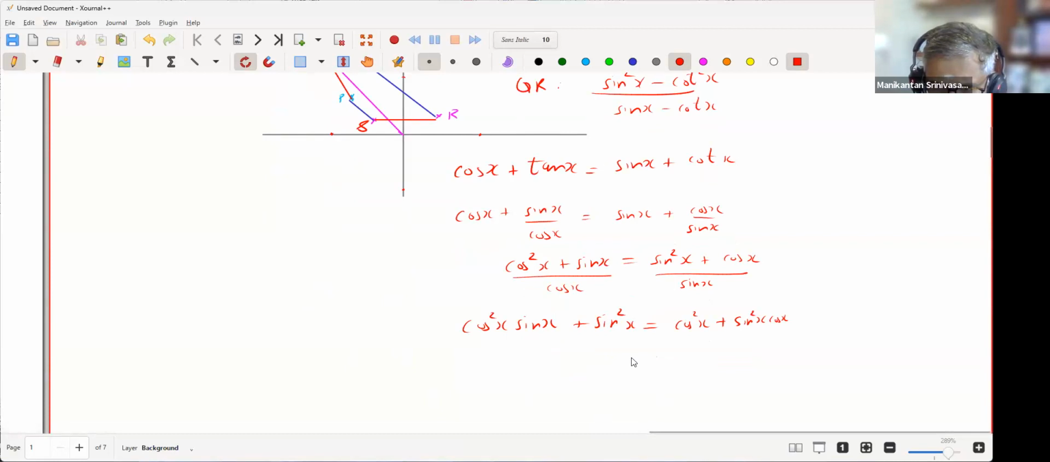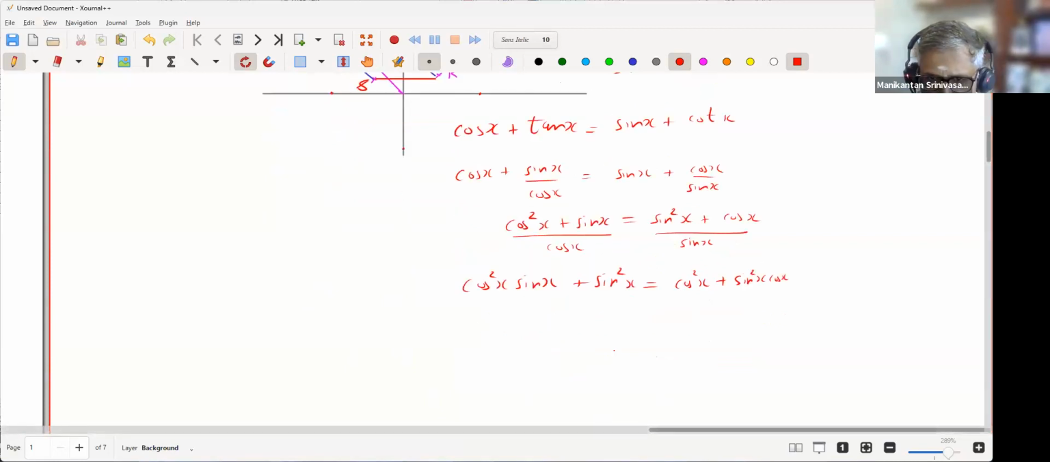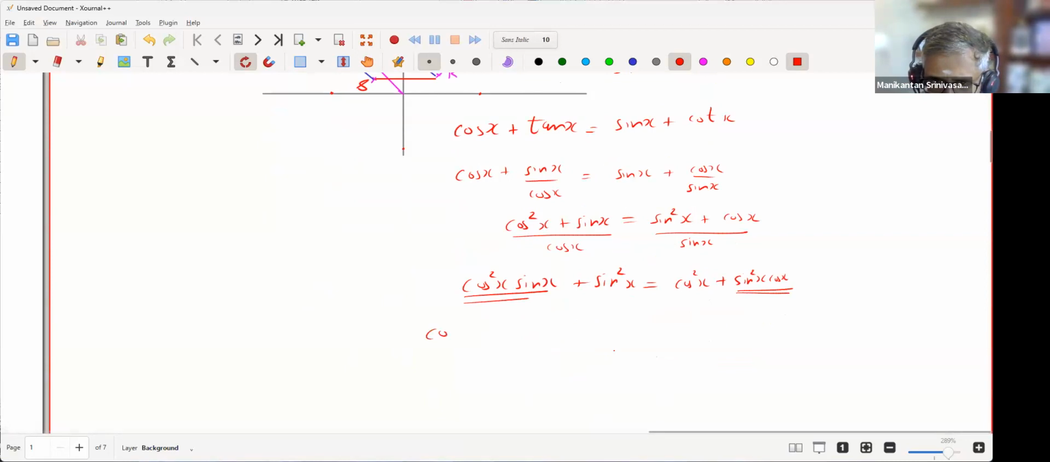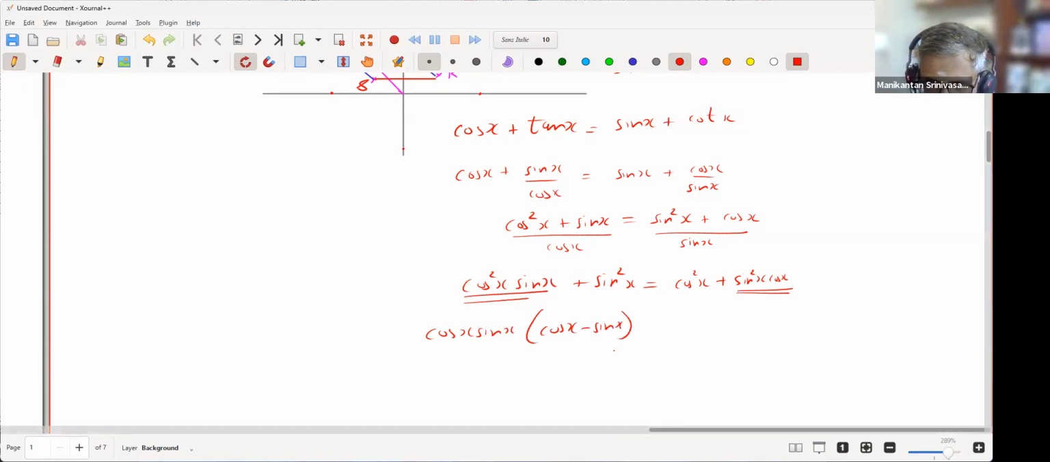Am I right? So let's see. How do I simplify this, guys? I can take this guy and this guy to the left side. So cos x sin x into cos x minus sin x equal to, if I take these two to the other side, it becomes cos square x minus sin square x. So it's cos x minus sin x into cos x plus sin x.